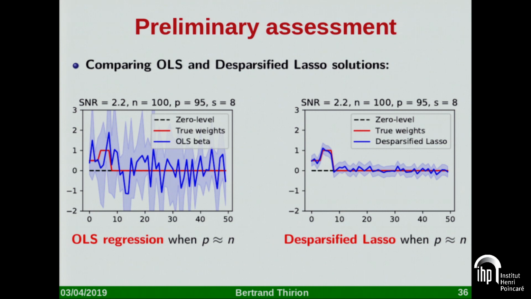So here the true wj is the red signal, and in blue you have the estimate using ordinary least squares. You see that the estimate is very jittered and the confidence intervals are huge, which means that you cannot separate the signal, the non-zero wj, from the zero wjs. With the Desparsified Lasso, it works perfectly well. Well, at least the confidence interval seems reasonable, and the solution is usable.